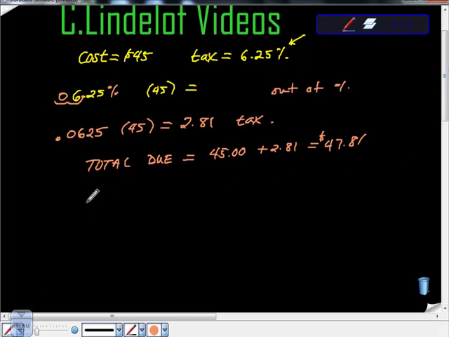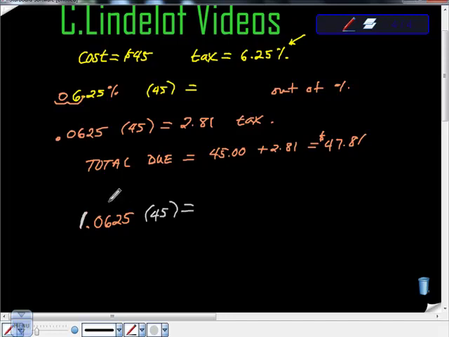Another way to do this, which would just be a heck of a lot faster, and I want you to try this on your own time, is I would just say, the total I'm going to pay is the cost, so I'm going to pay 1 times the cost of the thing plus the tax, and the tax is 6.25%, right? Here's my tax. So this one right here is 100% of the cost, and also I'm going to pay this in tax times 45.